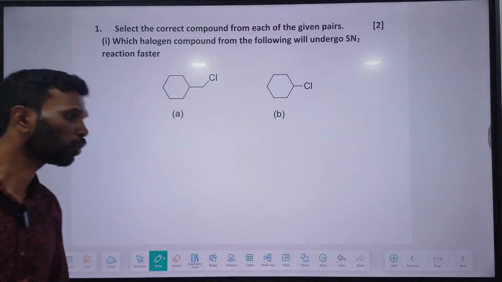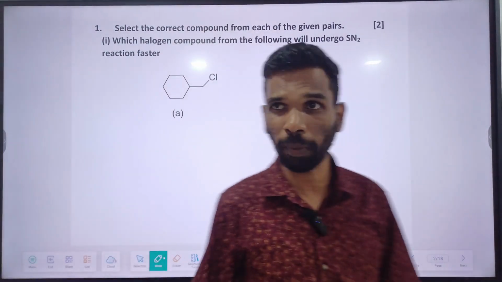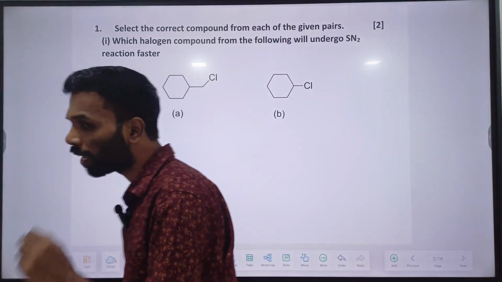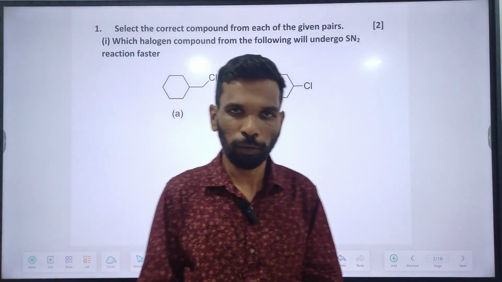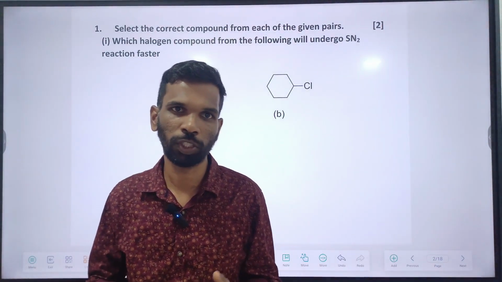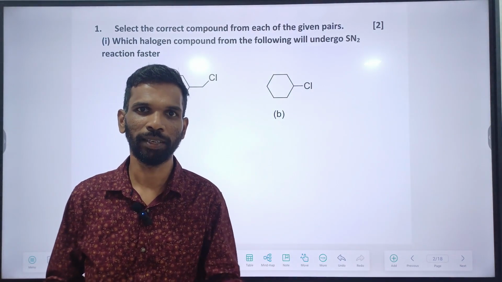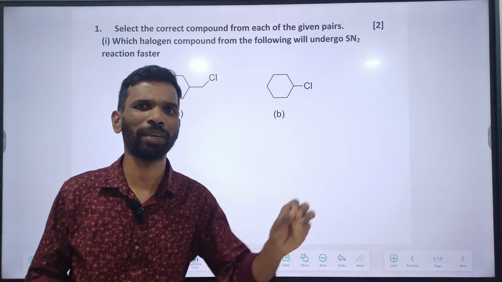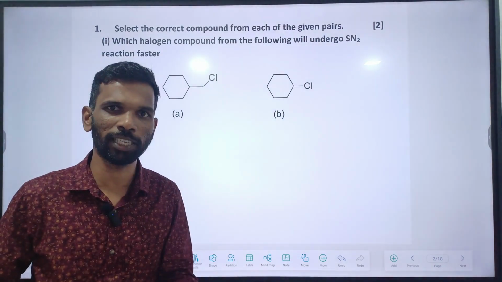First question, if you see over here, the question asked is for 2 marks, 1 mark for this, and the second sub-question is this. For 1 mark they have asked which halogen compound from the following will undergo SN2 reaction faster. For now this is one question which is asked. It is not necessary that the same question will be asked in your exam, but you have to learn the concept in and around this. Like they have asked for SN2, the question may come for SN1 in an exam.